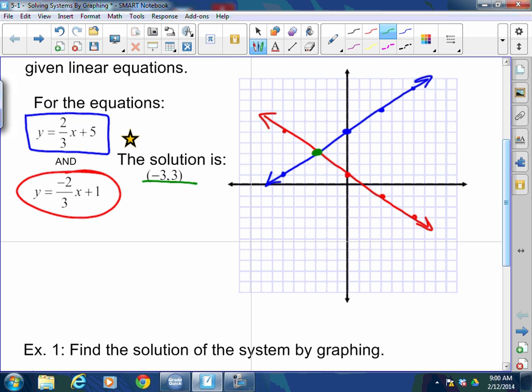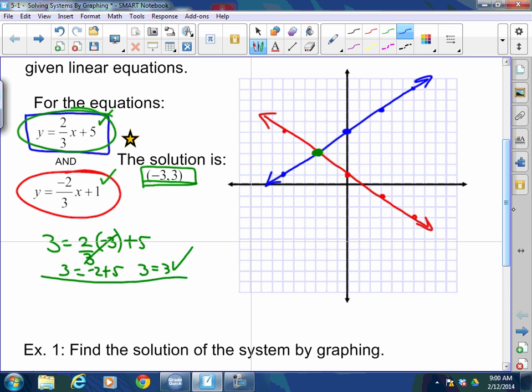Why is that the solution? Because that is the point of intersection of both lines. That is the point where both lines are equal. How can you tell, Mr. Moore? Is there any way to check this? Yes. Plug this point back into here, and they better be true. So let's check it out. Let's first work with this guy. Y, which is 3, does that equal 2/3 times negative 3 plus 5? Well, 3 equals negative 2 plus 5. Yes, 3 does equal 3, so that works.